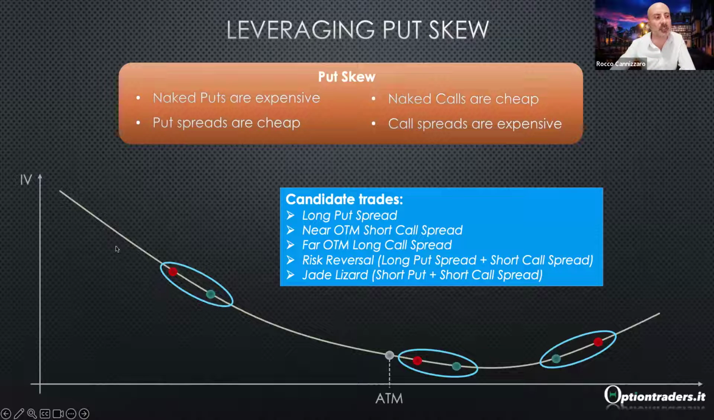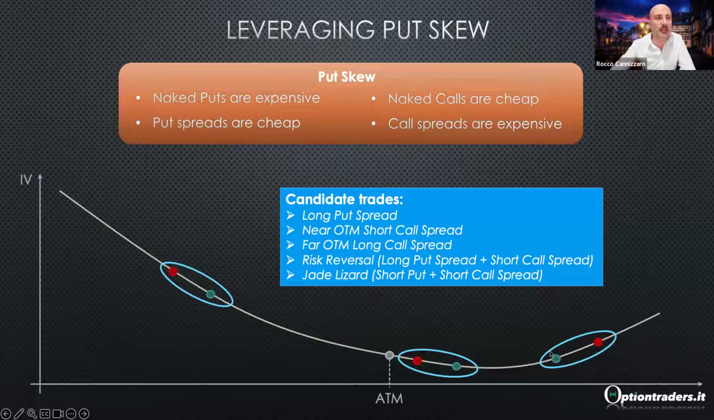So the fact that the volatility is increasing as we go far out of the money means that a spread is going to have a relatively cheaper price, whether you're buying or selling, compared to if there was no skew. And so again, naked puts are more expensive, but put spreads are actually cheap.